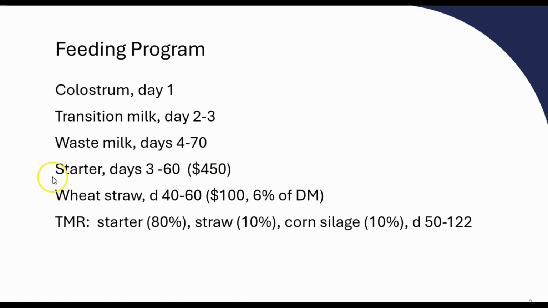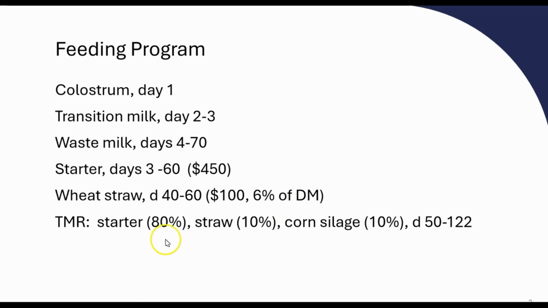Calves receive a standard calf starter beginning on day 3 and continuing through day 60. Starting on day 40, calves also have access to free choice wheat straw. We estimate straw intake to be about 6% of total ration dry matter during this period.